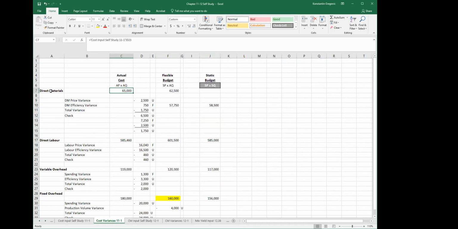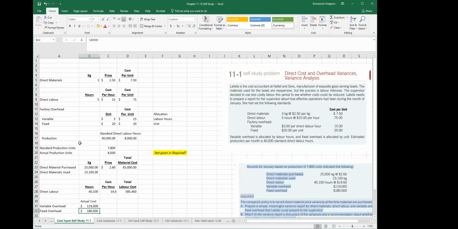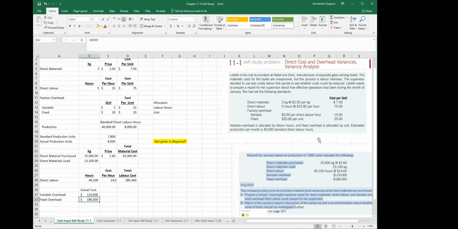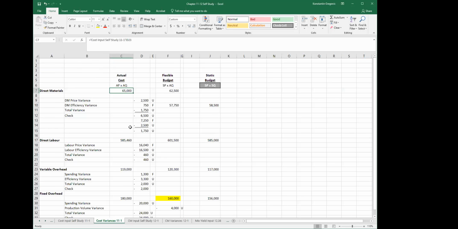So we're gonna start with direct materials. What's my actual cost for direct materials? Well, let's go back here. Actual cost, direct materials. So I got direct materials, 25,000 at 260. I used 25,000 at 260, so I actually paid 65,000. 65,000 is my actual cost. So actual price times actual quantity.